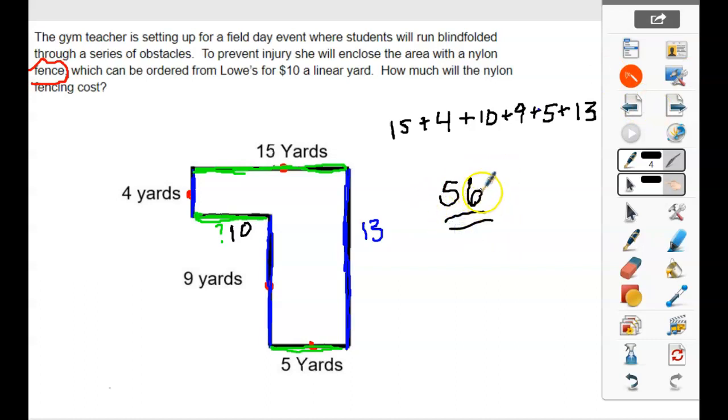Okay. But that's not my final answer because they're actually asking you how much this is going to cost if it's $10 per foot. Or not per foot, per yard. So when you're trying to calculate cost, all you really need to do is figure out how many yards you need, then multiply it by the unit price. Okay, my unit price is what they give me, which is the $10 per linear yard. So I go 56 times 10, and I get $560. And don't forget, money always needs to be written either 560 like this, or with a decimal and 2 zeros.